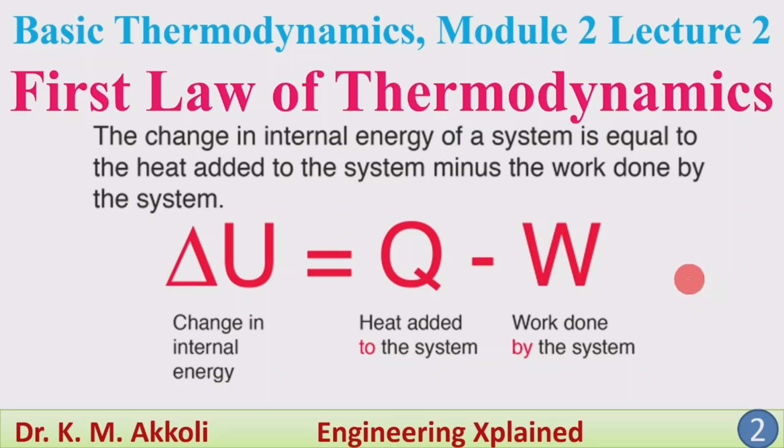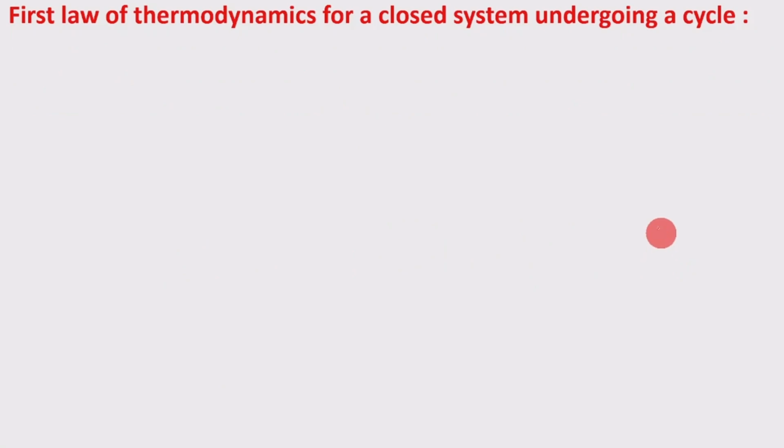In this session, I am going to take Basic Thermodynamics Module 2, Lecture 2, First Law of Thermodynamics. The first law of thermodynamics, what it is, and there are two statements of the first law of thermodynamics, which are applied for a closed system undergoing a cyclic process and applied to a closed system undergoing a non-cyclic process. Those two statements one by one we will discuss here.